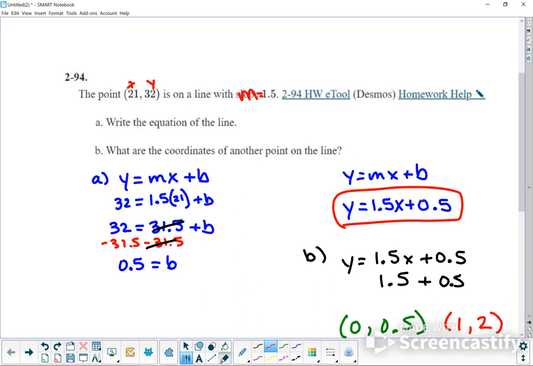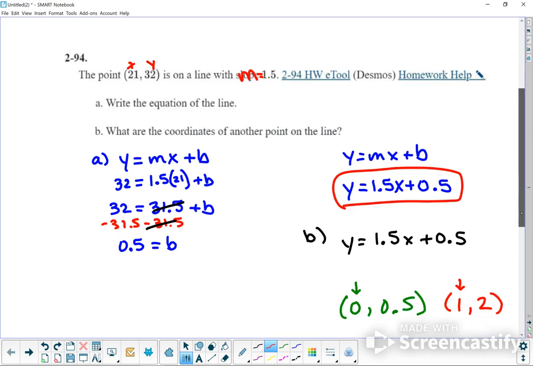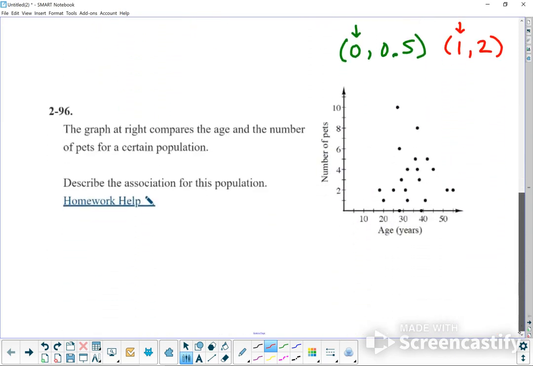So there's already two points. So utilizing just different values, you can put in different x values. Like I did the first time, I put 0 in, and I get 0.5 left over. Second time, I put in 1, and I get 2. Okay, so that's the coordinates of another point. Actually, I got two more points.